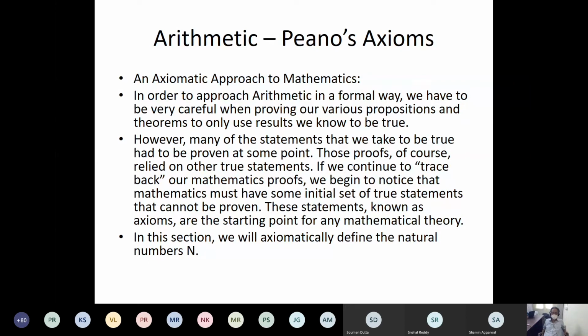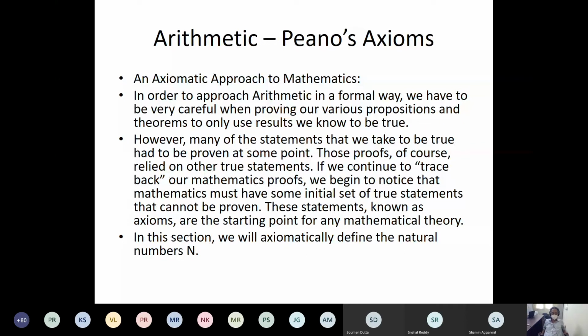All right. So this is what makes things a bit painful, in the sense that the very obvious things we will go to great lengths to prove them. However, many of the statements that we take to be true had to be proven at some point. Those proofs, of course, relied on other true statements. If we continue to trace back our mathematics proofs, we begin to notice that mathematics must have some initial set of true statements that cannot be proven. So these are the axioms. These statements, known as axioms, are the starting point for any mathematical theory.